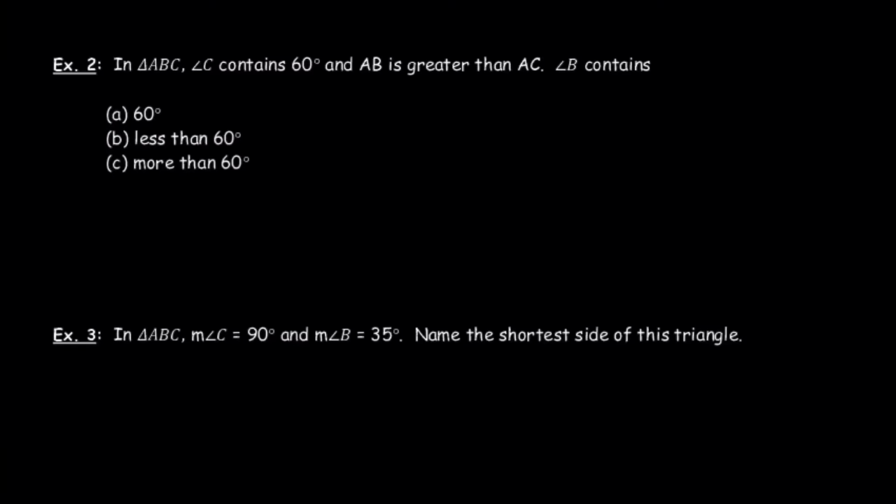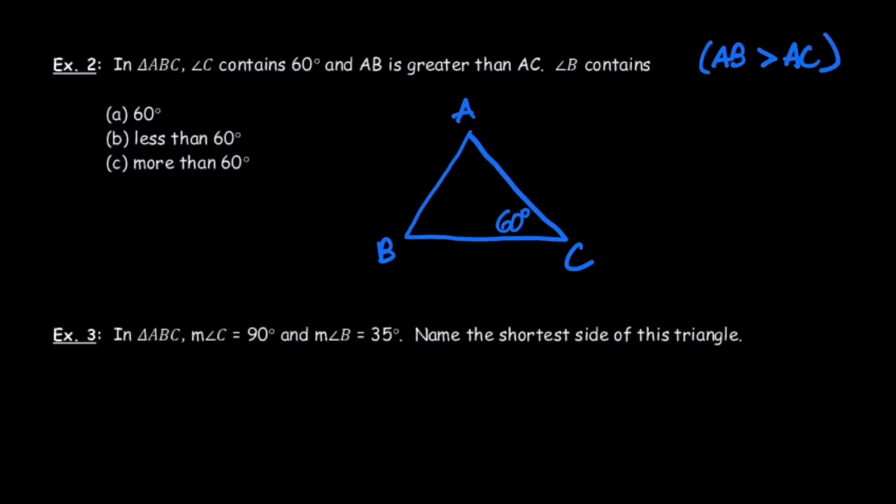In triangle ABC, angle C contains 60 degrees and AB is greater than AC. So here's where it starts getting a little bit challenging. First, we're going to draw a triangle. A, B, C, and it says angle C contains 60 degrees. So I'm going to fill that in right now. I know nothing about the other 2 angles. Now it says AB is greater than AC. Sometimes they like to use this notation, AB greater than AC. So we need to know our inequalities. That means greater than. Here, it just used the word.